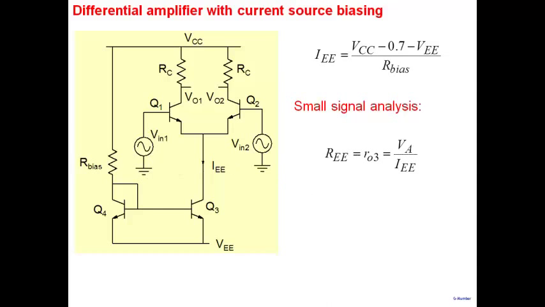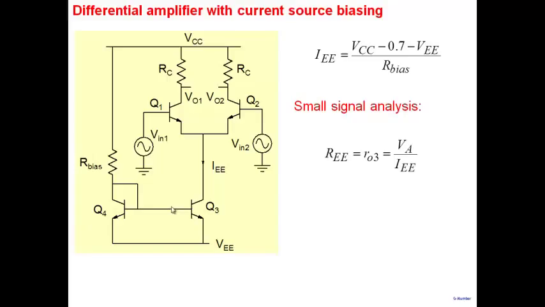Small signal analysis: note that in small signal analysis, what we have to do is now replace Q3, this one. And we note that if you look at it from this side, the voltage and all that from here is all DC, or a bias point.